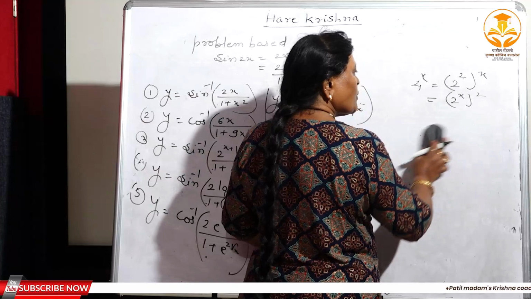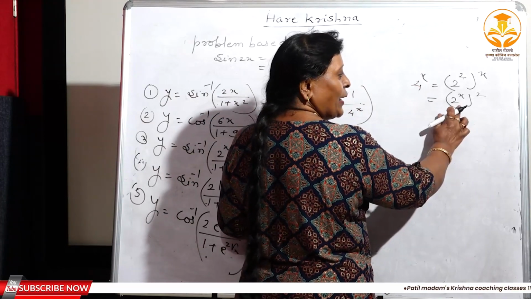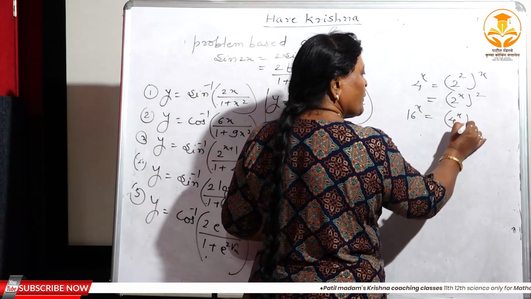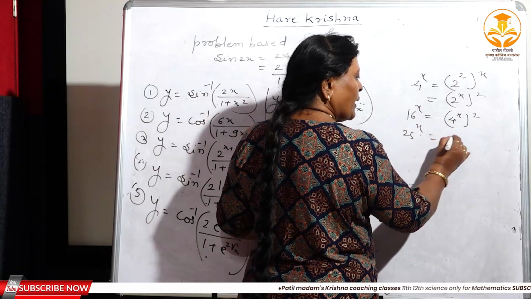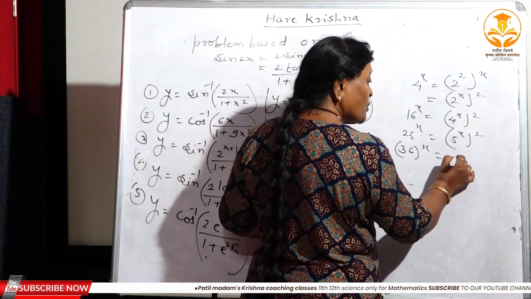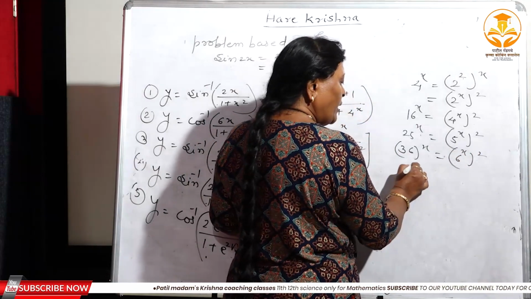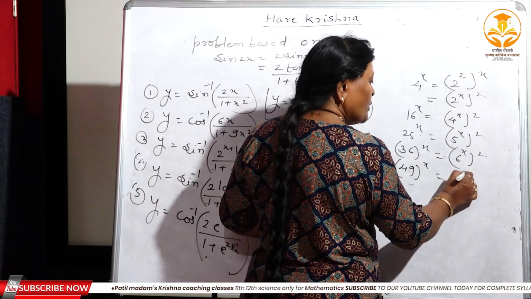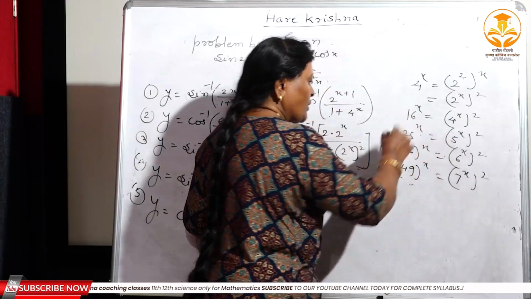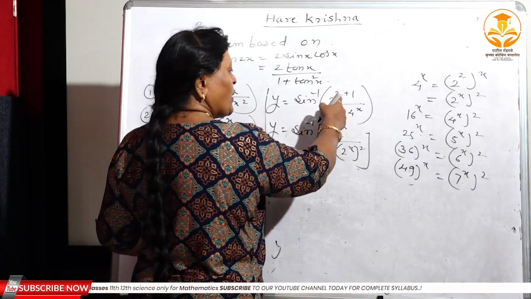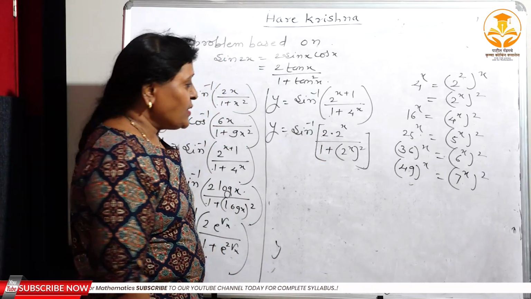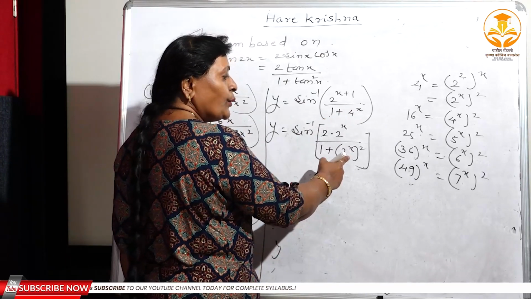Therefore, 4 raised to x you can write as 2 raised to x whole square. 16 raised to x you can write as 4 raised to x whole square. 25 to the power x you can write as 5 raised to x whole square. 36 to the power x you can write as 6 to the power x whole square. 49 to the power x you can write as 7 to the power x whole square. In this way, you can write such a term, isn't it? Therefore, 2 raised to x plus 1 you can write as 2 into 2 raised to x, because when the base is same you can add indices, and the 4 raised to x you can write as 2 raised to x whole square.